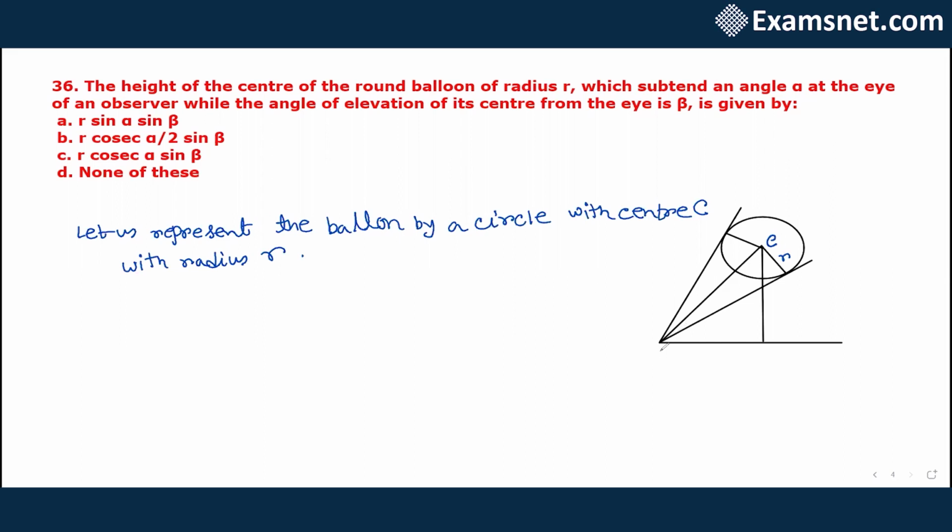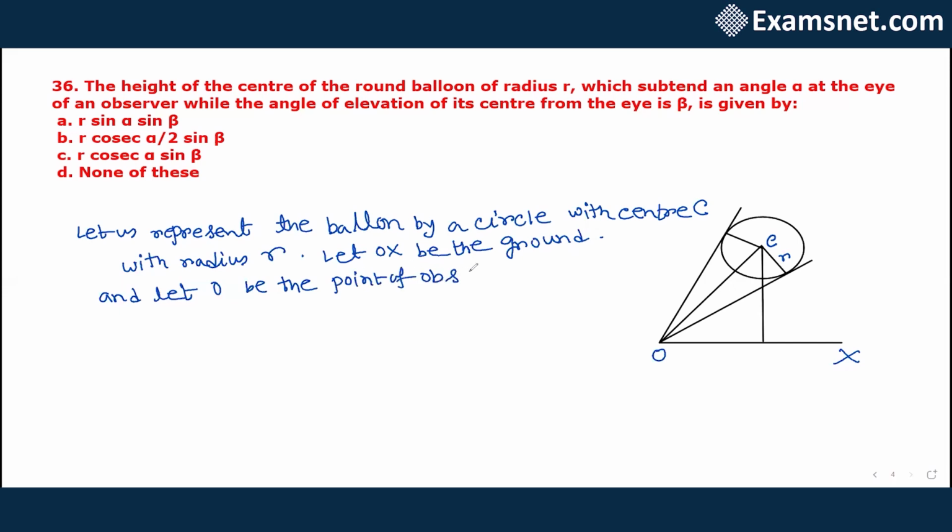Next, let OX be the horizontal ground, which means OX is the ground. Let O be the position of the point of observation.